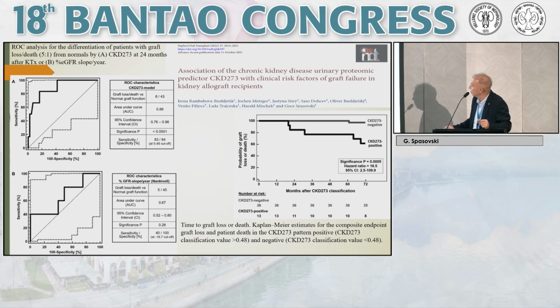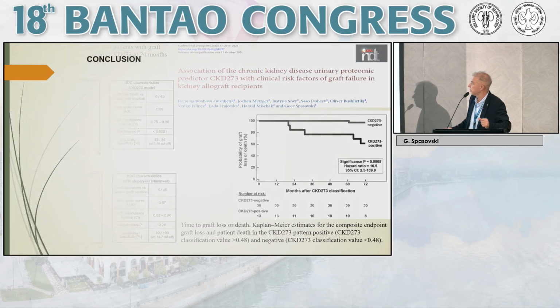of prediction. And finally here we have the Kaplan-Meier survival. Those who were CKD273 negative survived much better compared to those who were CKD273 positive. The hazard ratio I showed, and this is significant, 0.005. You see how over the years we have lost patients or grafts.